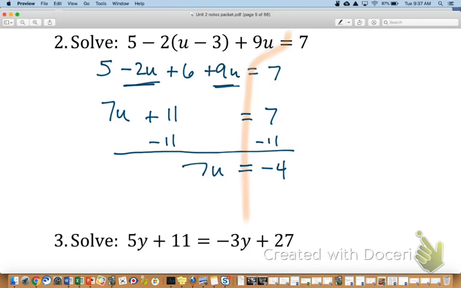Chase, how would you finish this one? Any ideas? You would divide it by 7. Why? Because it's the opposite of multiplication. Good answer. Perfect sense. So we divide both sides by 7. That makes the u go by itself, so you'd get u equals -4/7.